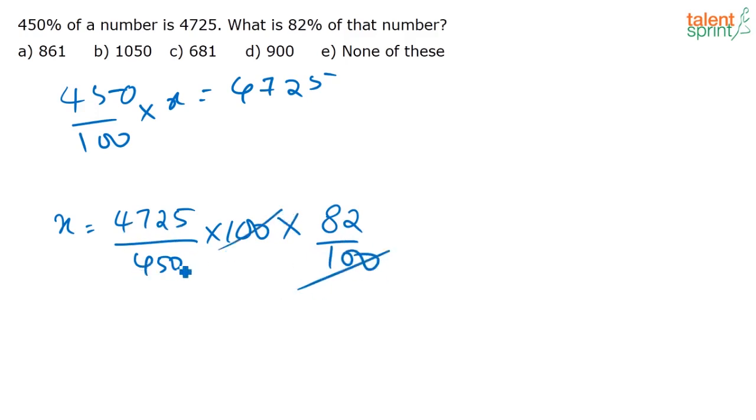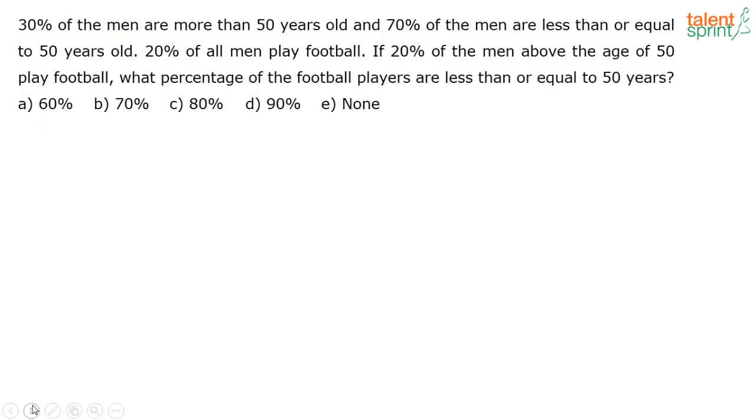Now 4725 and 450, you can check, both are divisible by 9. What is the divisibility rule of 9? Add the digits, and the sum should be divisible by 9. 4725 will be 7 plus 7, 14, 14 plus 4, that is 18. So both are divisible by 9, right? Just simplify and you get the answer, which is 861. That's option A. This is a good question.